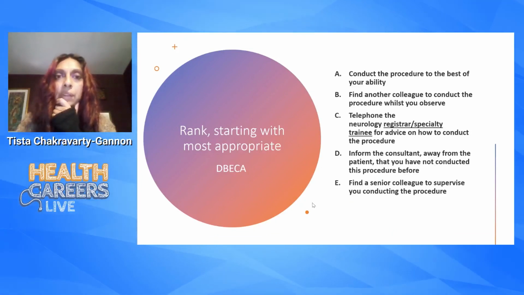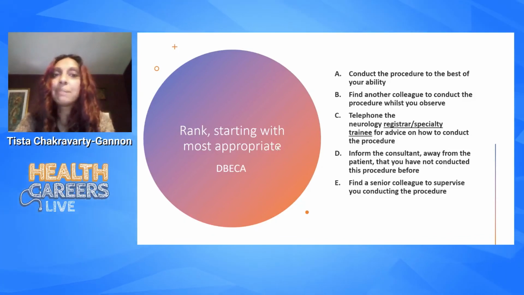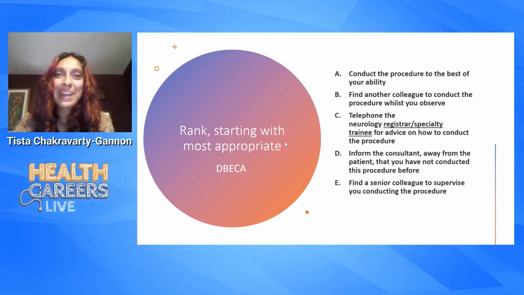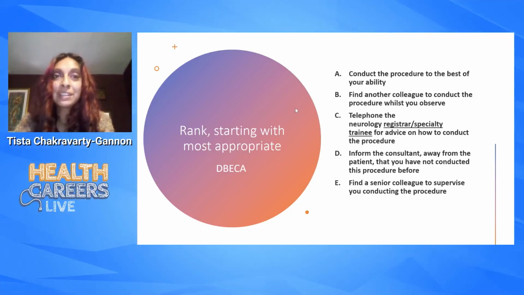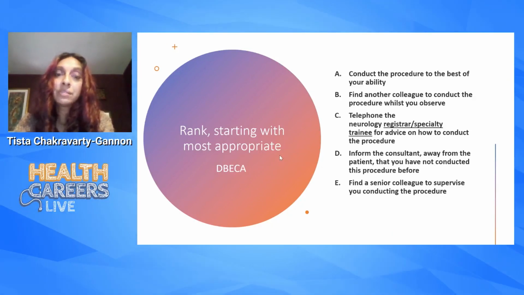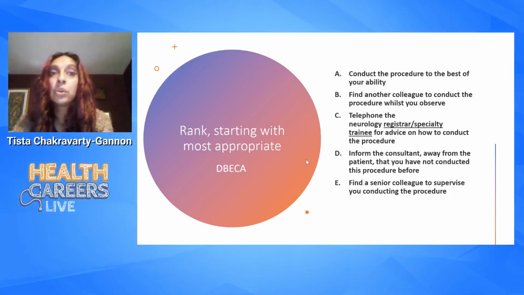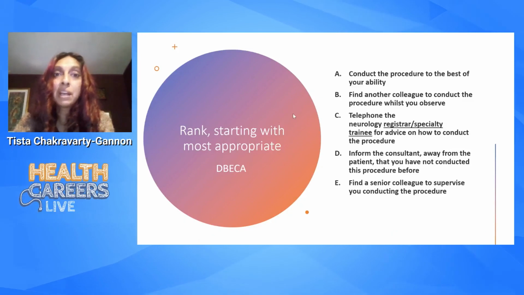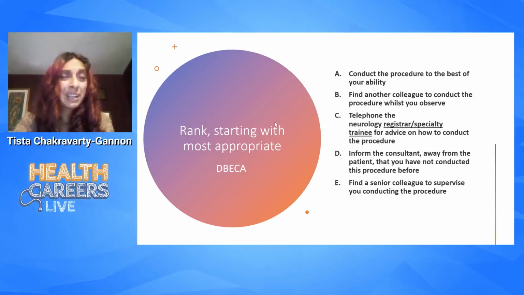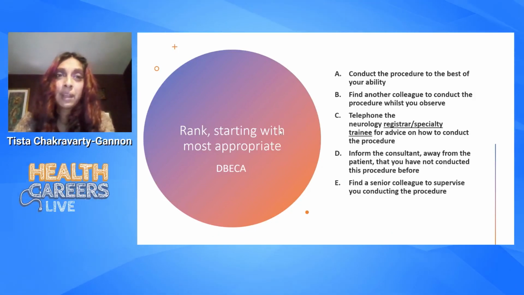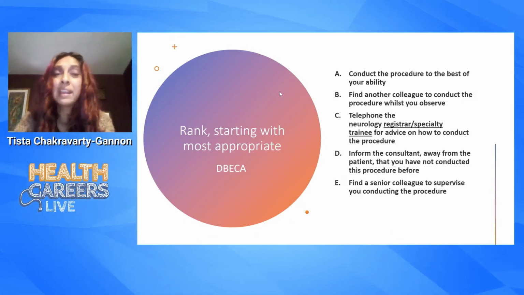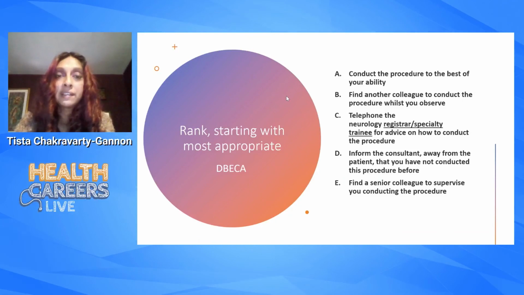And hopefully with this one, you can see that patient safety is coming first. You're speaking to the consultant away from the patient so that there is reassurance there. If they're not available, then it's finding the other colleague. It's similar to the other one. If they're not available to actually do it whilst you observe, then you could be supervised. If it comes to it, then telephoning the specialty trainee for advice, but realistically we're not going to get to this stage. And worst case scenario is again, clearly we're realistically not going to get to this stage.